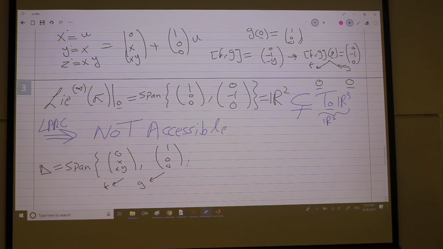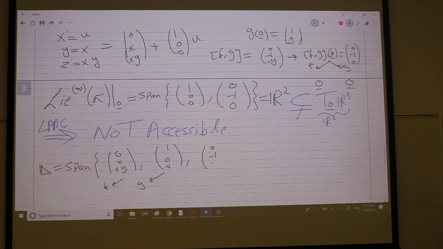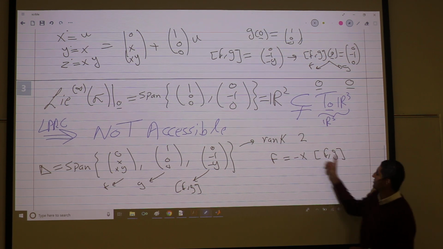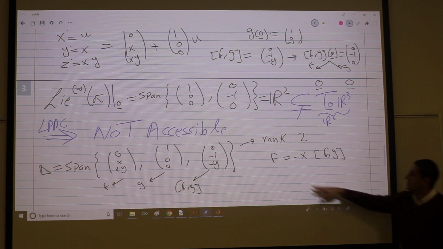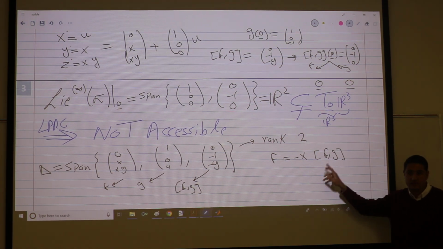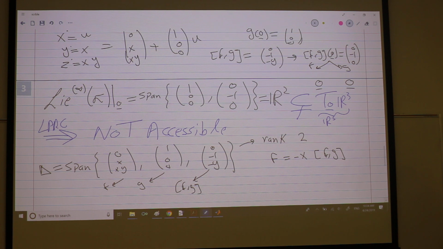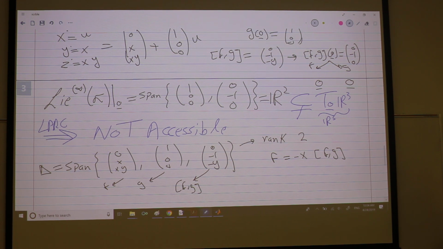This is g everywhere, and I can have this Lie bracket before substitution. This is the Lie bracket. What is the rank of this guy? It's rank 2. Why? Because actually f is nothing but negative x times the Lie bracket. So this Lie bracket is not new in comparison to this guy. At any point in the three-dimensional space, this is just a scalar multiple of this guy, right? It's just the x coordinate. So this is rank 2 everywhere.